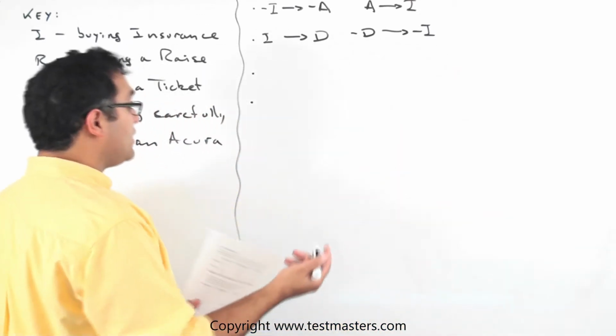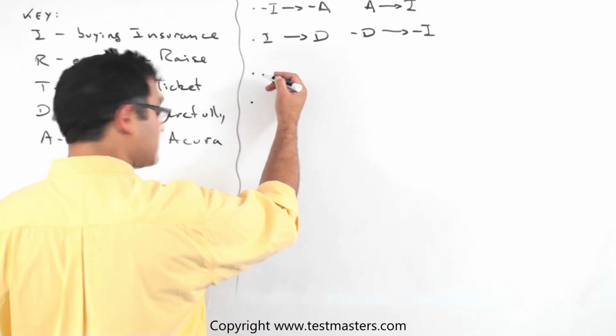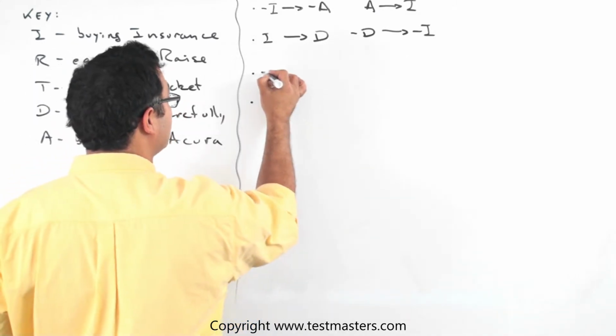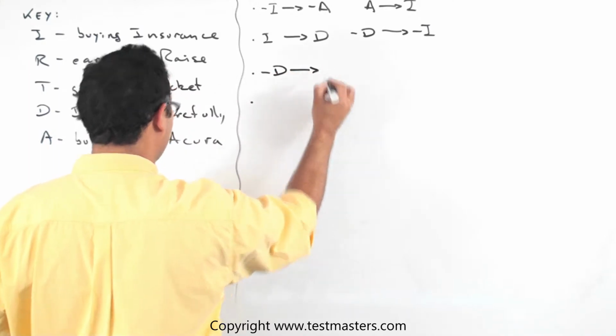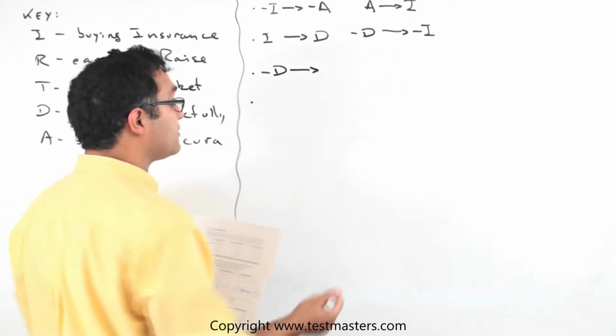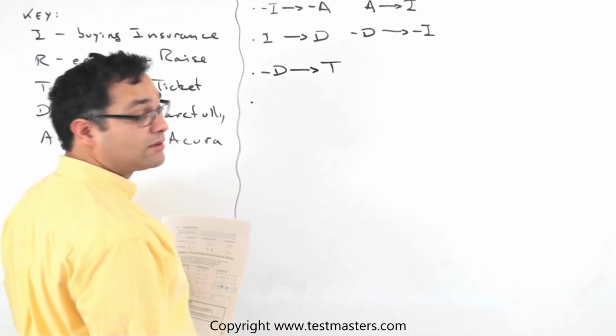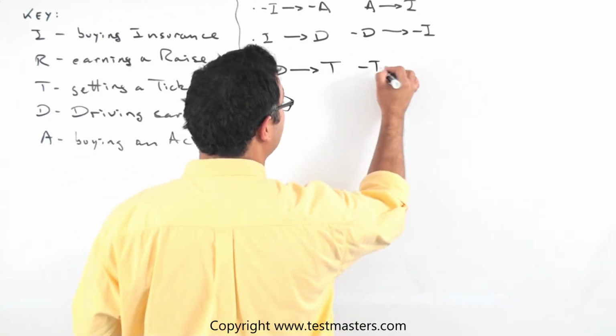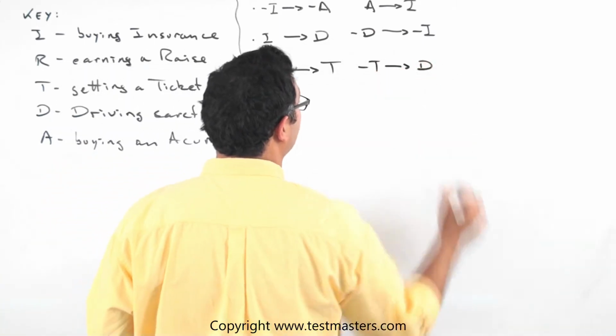With this in mind, the next one reads, if he fails to drive carefully, well, that's simply a negated driving carefully, then he will surely get a ticket. Likewise, you know if he doesn't get that ticket, that he is in fact driving carefully.